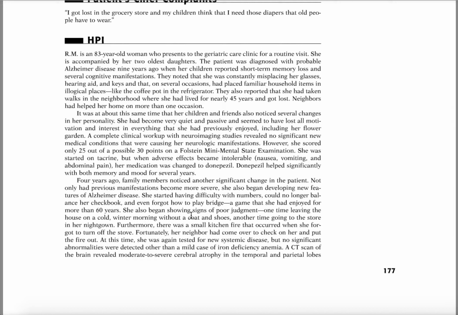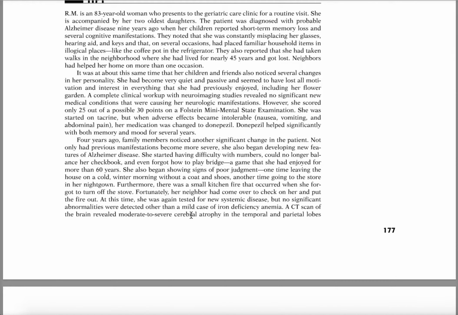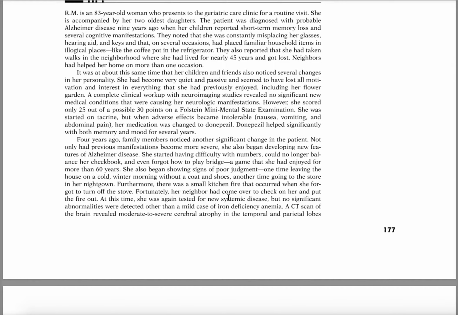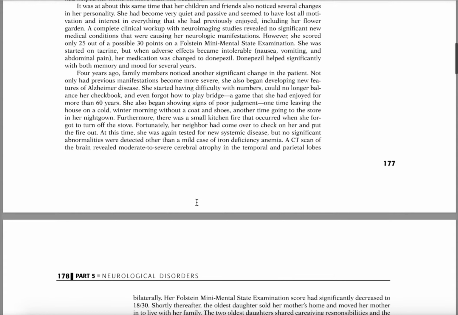She began to show signs of poor judgment. You can read through that, like leaving the house without a coat on a cold winter day, or even going to the store in a nightgown, as well as a small kitchen fire that her neighbors were able to put out. At this time, she was tested for a new systematic disease, but no significant abnormalities were detected.